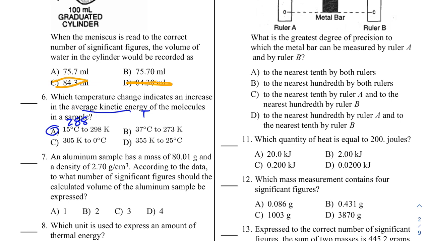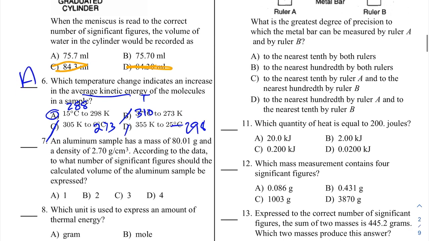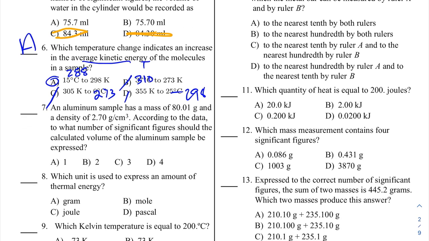37 plus 273 is 310. That goes down. 0 plus 273 is 273. That also goes down. And 25 plus 273 is 298. That also goes down. So make sure they're all on the same scale. You could have made them all into degrees Celsius. Doesn't matter.